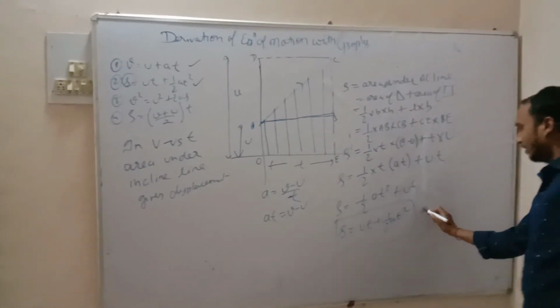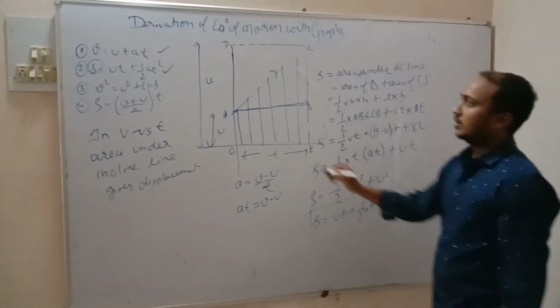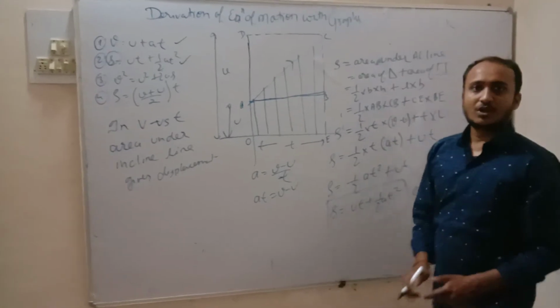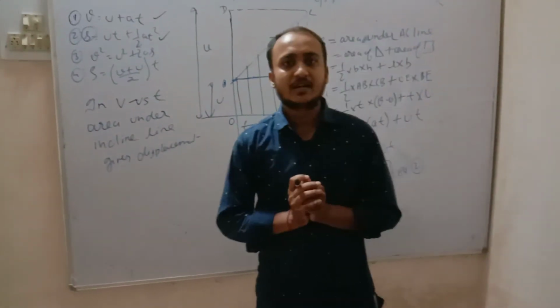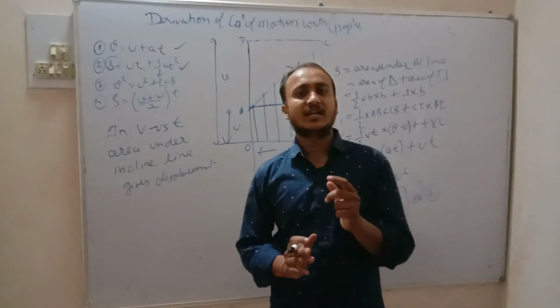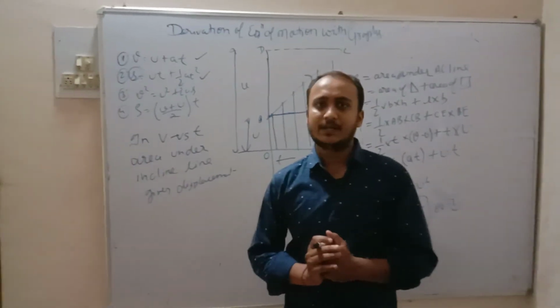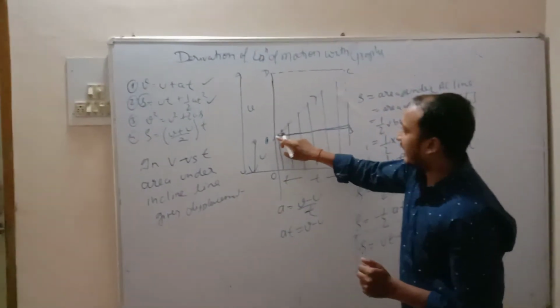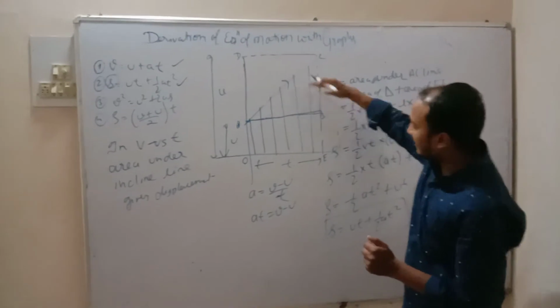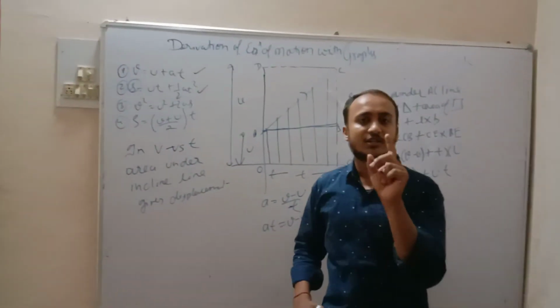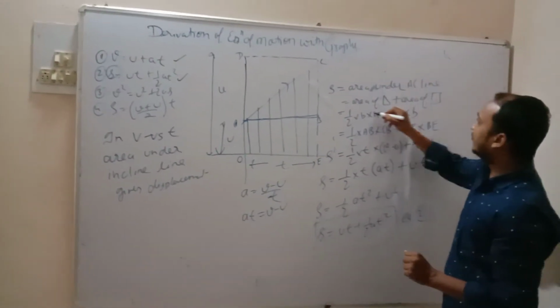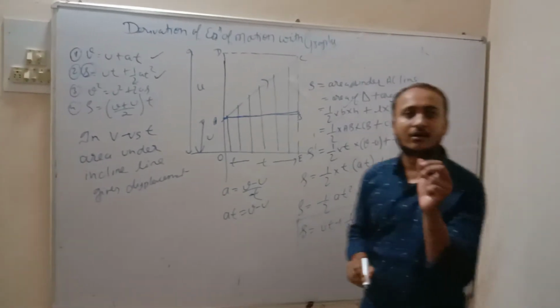Friend, this is our equation number 2. So how to find displacement? Displacement is the area under the inclined line in the VT graph. So this is the inclined line and this is the area under the line. This area contains two things: one is the area of a triangle, the other is the area of a rectangle.